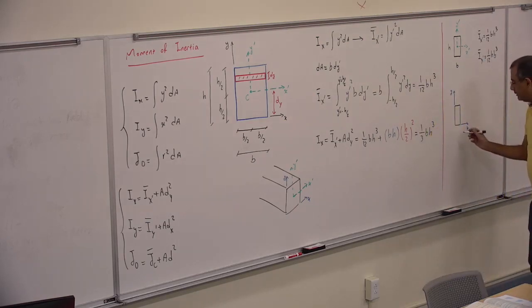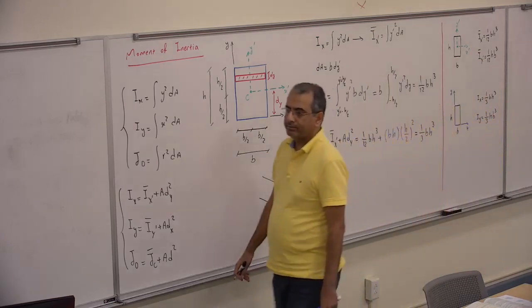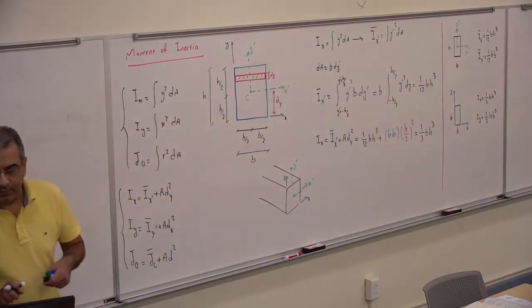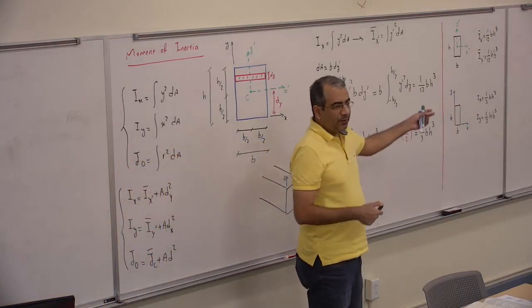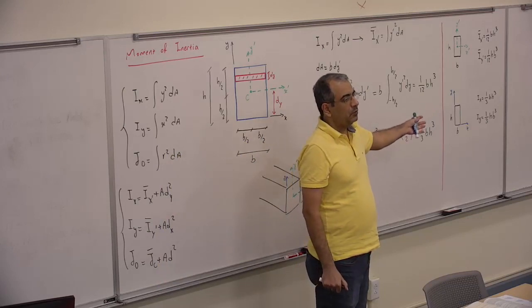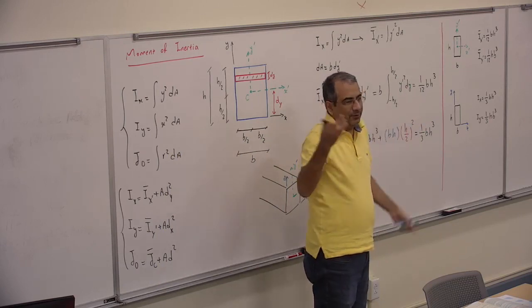And again, it's the B and H. I about x is 1/3 of BH cubed. I about y is 1/3 of H. So you don't need to memorize them, but you're gonna use them so many times in different courses that eventually you memorize it.